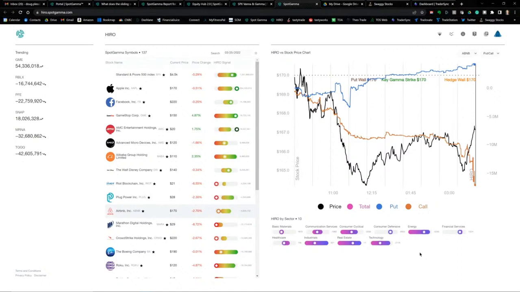And Paul asks, "What is this tool?" This is SpotGamma Hero, and it is a separate thing from Bookmap, and I use Bookmap and SpotGamma together, and yes, I do use this for day trading.